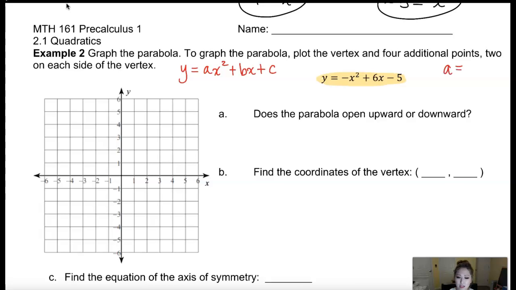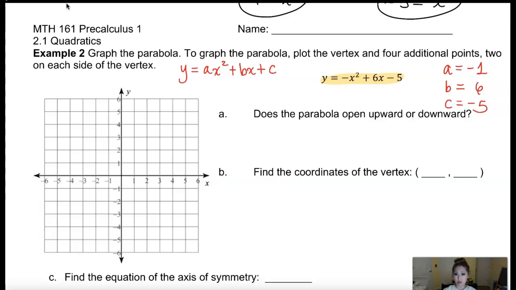What's a? A is the leading coefficient. A is -1. What's b? B is the coefficient of the linear term, and that is 6. And c is -5. And signs matter, so we have to be very careful when we are writing these signs, because signs are important. All right, let's see.